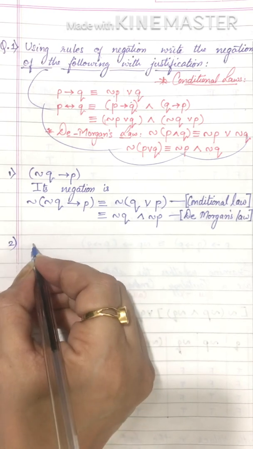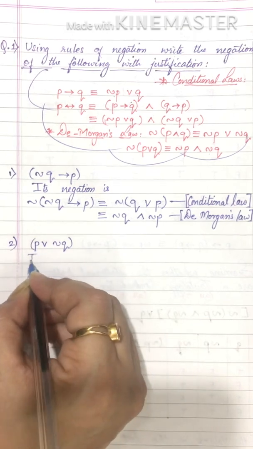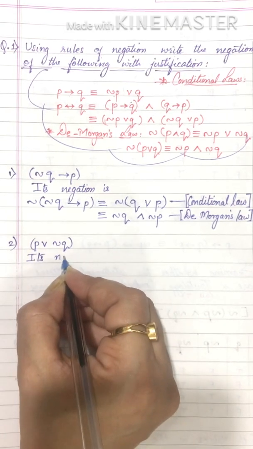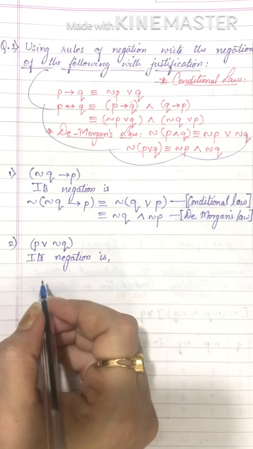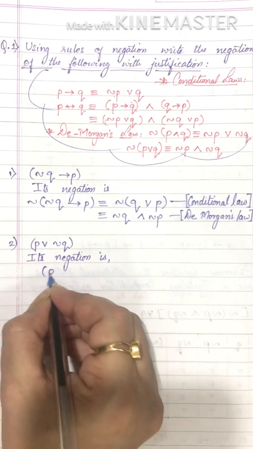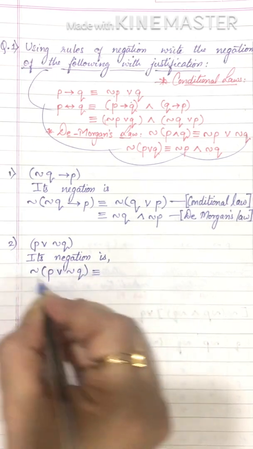Now let's say P or negation Q. So again you start by saying its negation is. Now I write the whole statement first of all and put a negation sign ahead.